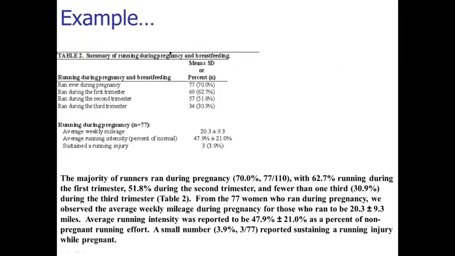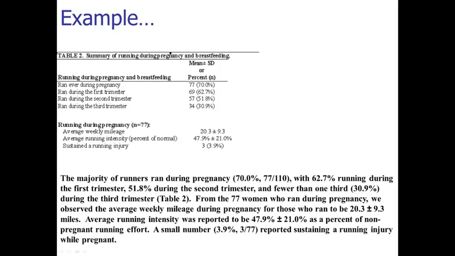So here's another example of something I was editing for a student. This was a paper looking at how much runners, who are normally competitive runners, run during pregnancy, kind of an interesting topic. Here are some snippets from table 2. The main outcome of the study was what percent of runners run during pregnancy. So here was the paragraph from the results section that corresponded to that table.